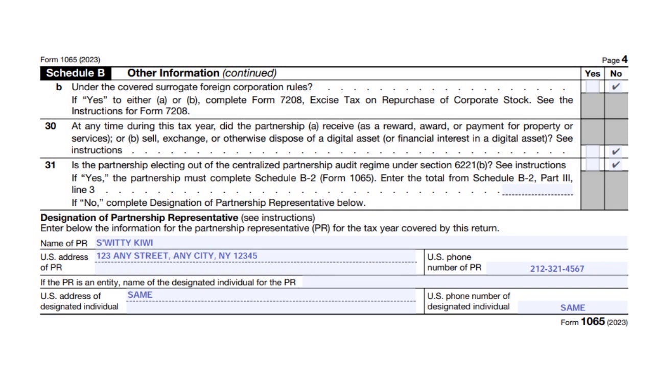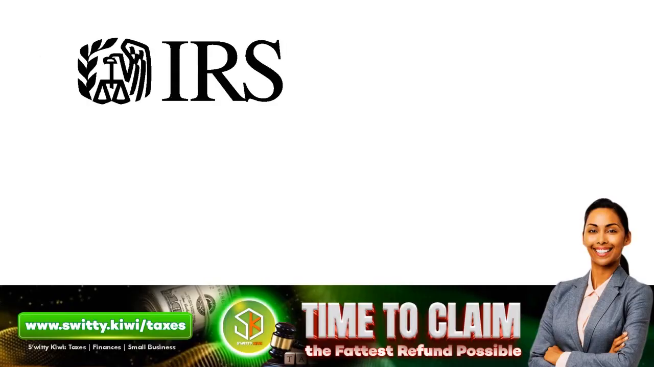We did not mark yes because they did not apply to us, especially for the sake of time, we just want to make sure that we go straight to the gist of this form. And then if you want to designate a partnership representative, then you want to put the name of the PR. PR stands for partnership representative. You have to put the name, the address of that PR, and the phone number where the IRS can contact the person. It's one of those things where you have to understand that if the IRS has more information they want to ask, then they have to reach out to you.